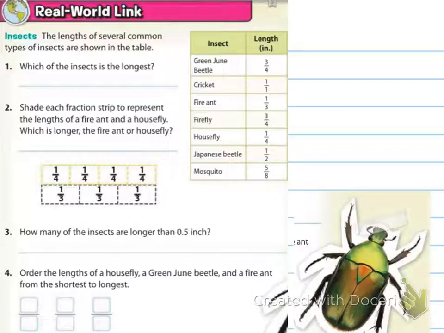And then shade in each fraction strip to represent the lengths of the fire ant and a housefly. Which is longer, the fire ant or the housefly? And then how many of the insects are longer than 0.5 inch? And then order the lengths of a housefly, a green June beetle, and a fire ant from the shortest to the longest. I want you to go ahead and look this over and see if you can do this on your own. Pause the video now, and when you come back, I'll have the answers.